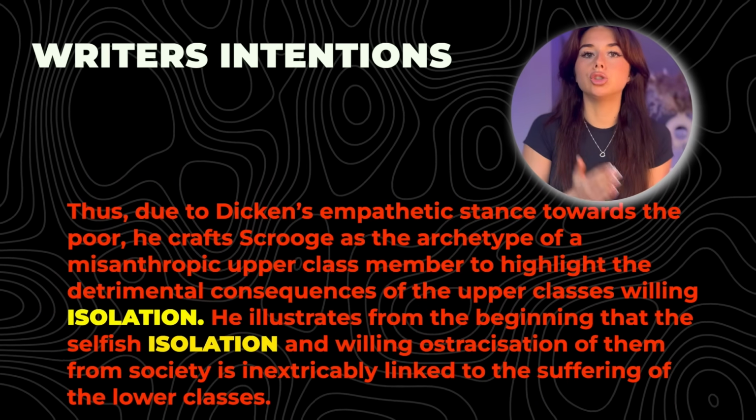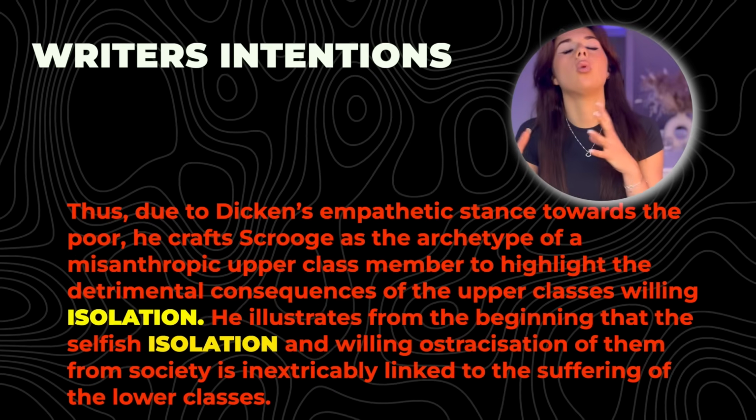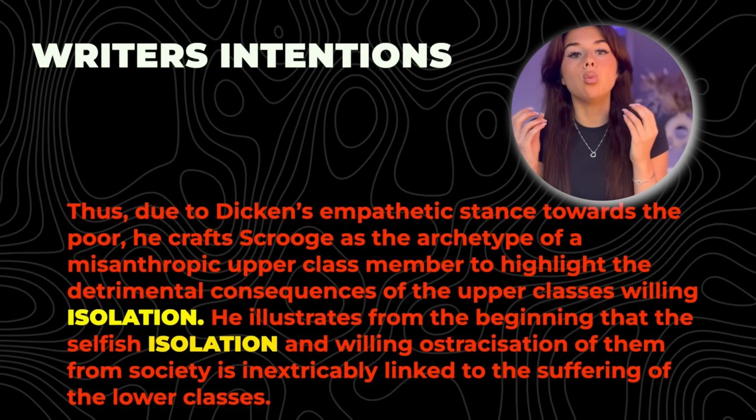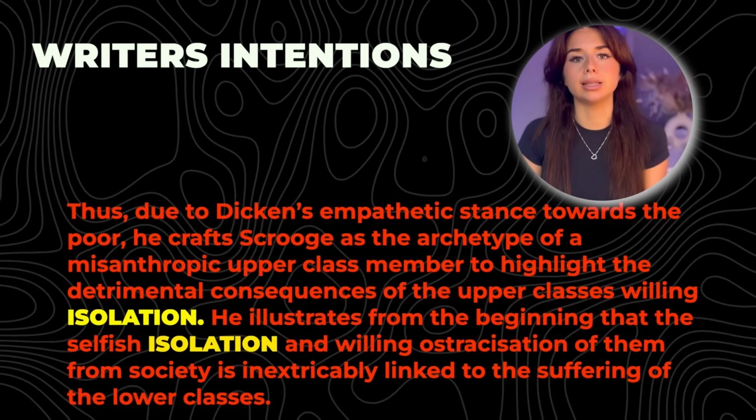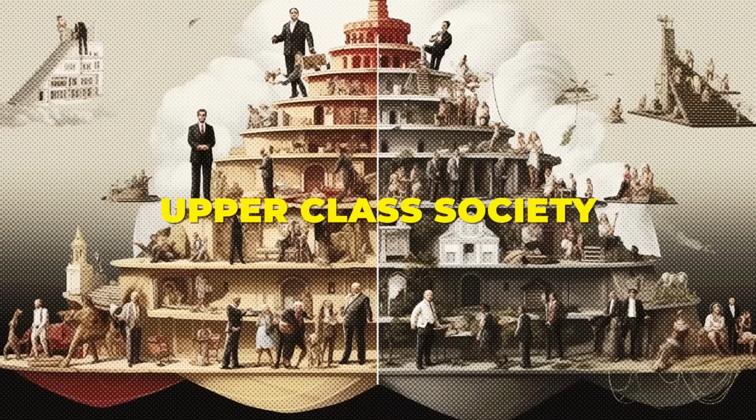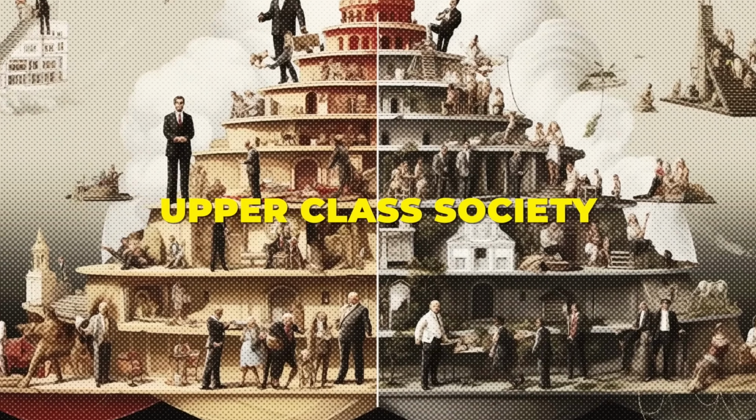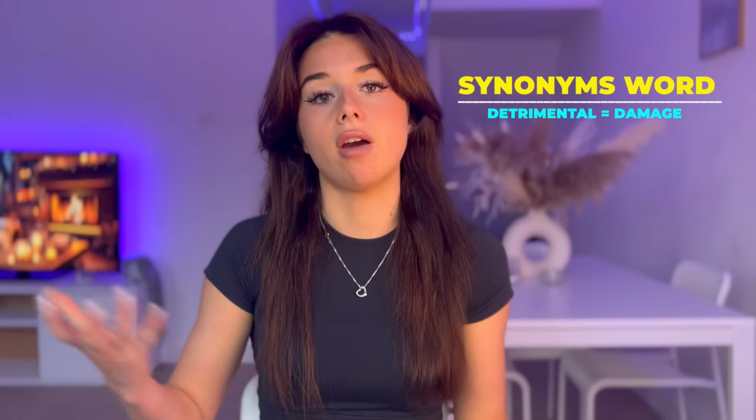I've been speaking about Scrooge willingly ostracizing himself and why he's presented as isolated, and what Dickens' purpose for doing that is. Why has Dickens presented Scrooge as isolated? So my interpretation of how I've linked it is he is trying to show that when upper class members like Scrooge isolate themselves from society and are being really selfish, this actually links to a harmful effect on the poor, the detrimental, which is like the negative effects on the poor. And that's how I've linked it all together.